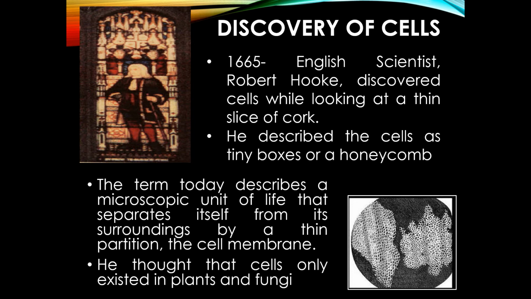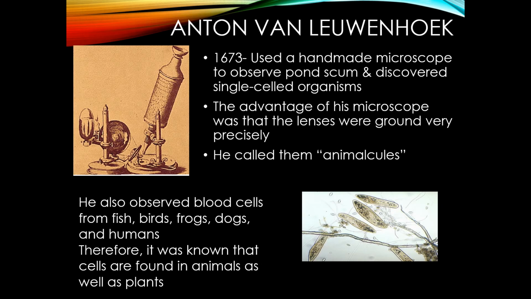The term cell today describes a microscopic unit of life that separates itself from its surroundings by a thin partition, which is known as the cell membrane. At that time, Robert Hooke thought that cells only existed in plants and fungi, because he could study only plants and fungi.